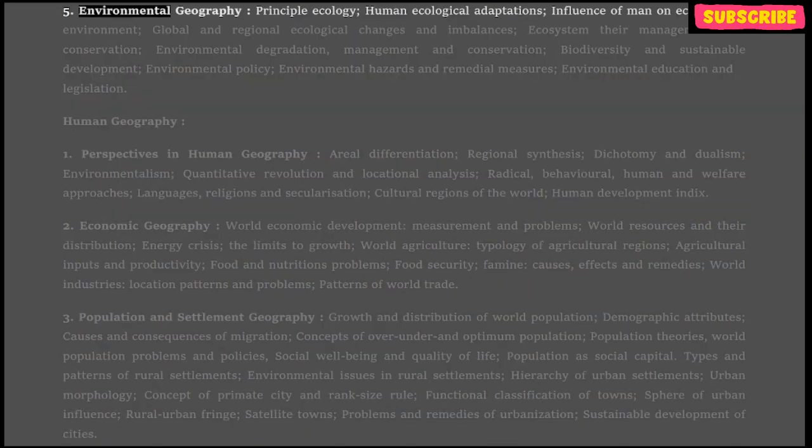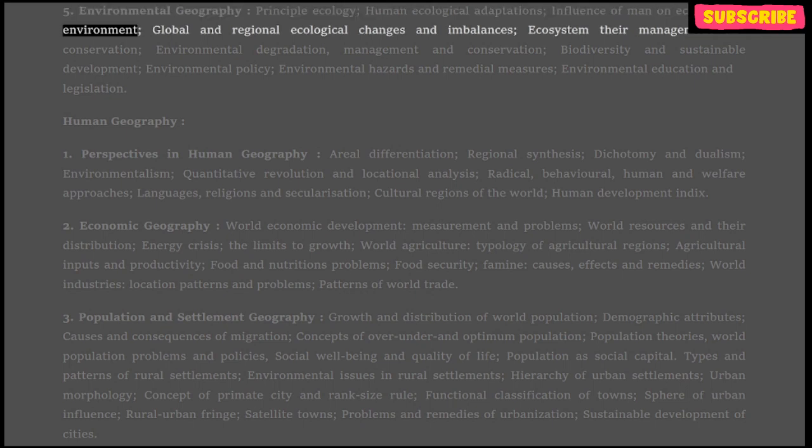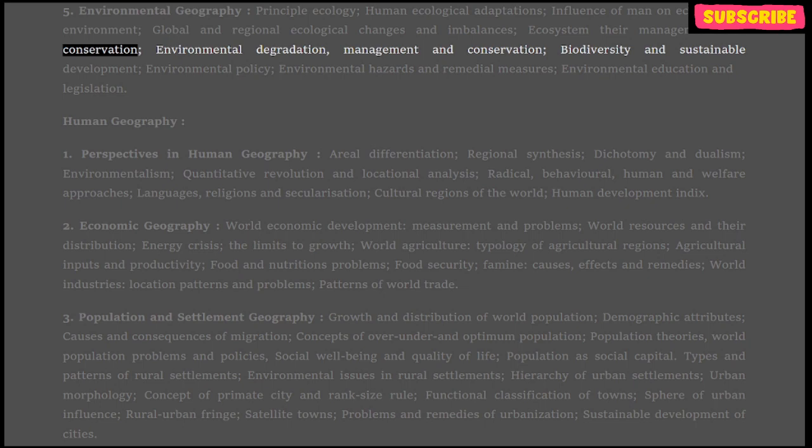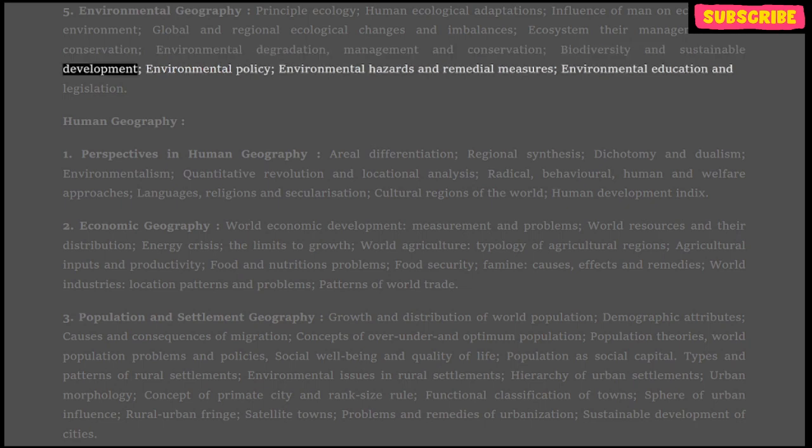5. Environmental geography. Principles of ecology, human ecological adaptations, influence of man on ecology and environment, global and regional ecological changes and imbalances, ecosystem, their management and conservation, environmental degradation, management and conservation, biodiversity and sustainable development, environmental policy, environmental hazards and remedial measures, environmental education and legislation.